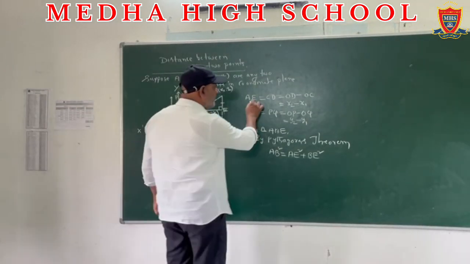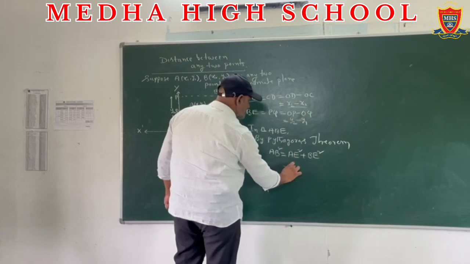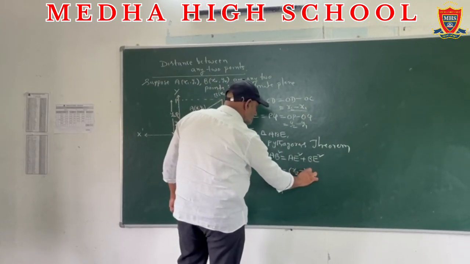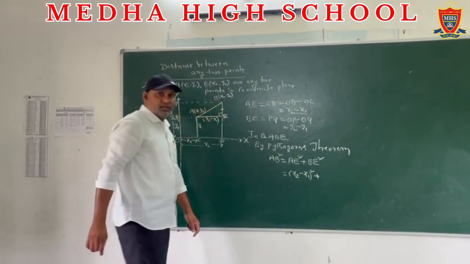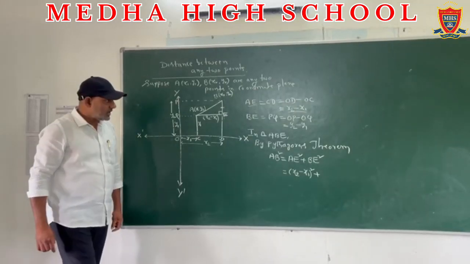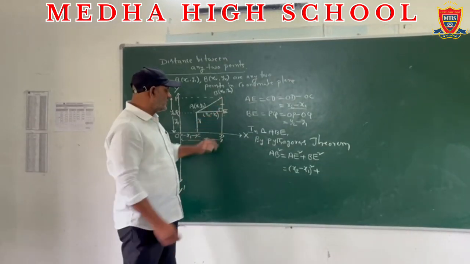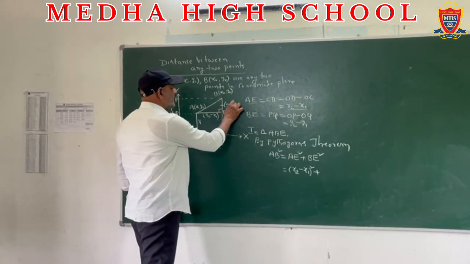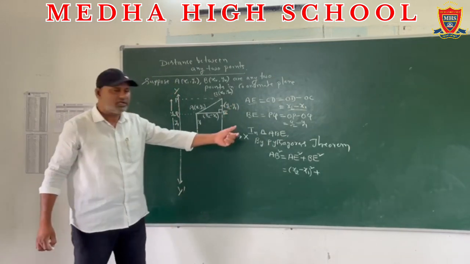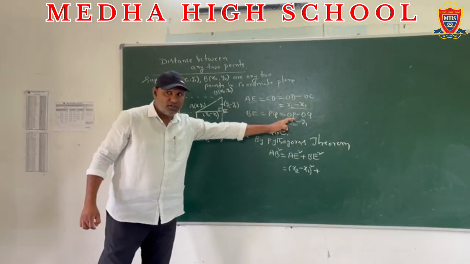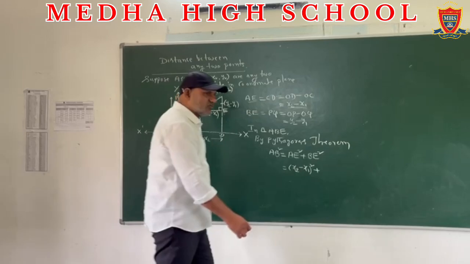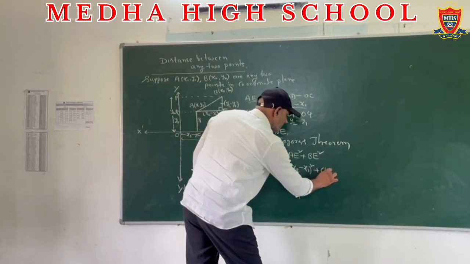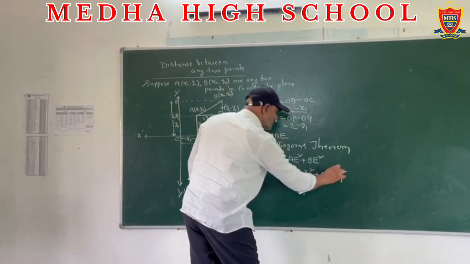So what is AE here? AE is x2 minus x1, whole square. And BE is what here? y2 minus y1. Already we got it here, BE equals y2 minus y1. In place of BE, I am writing y2 minus y1 whole square.